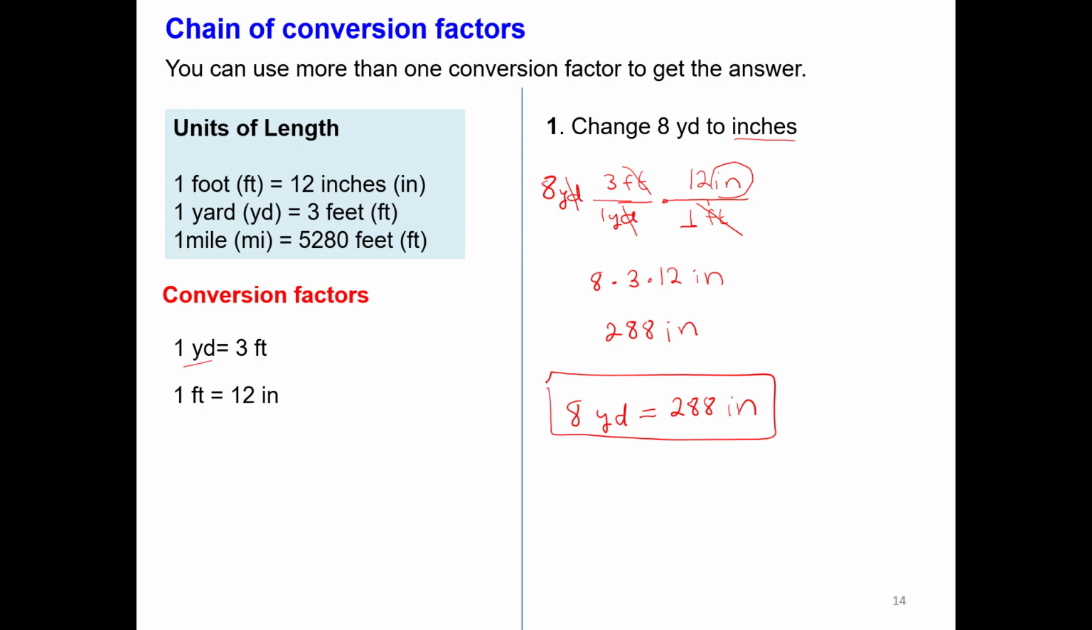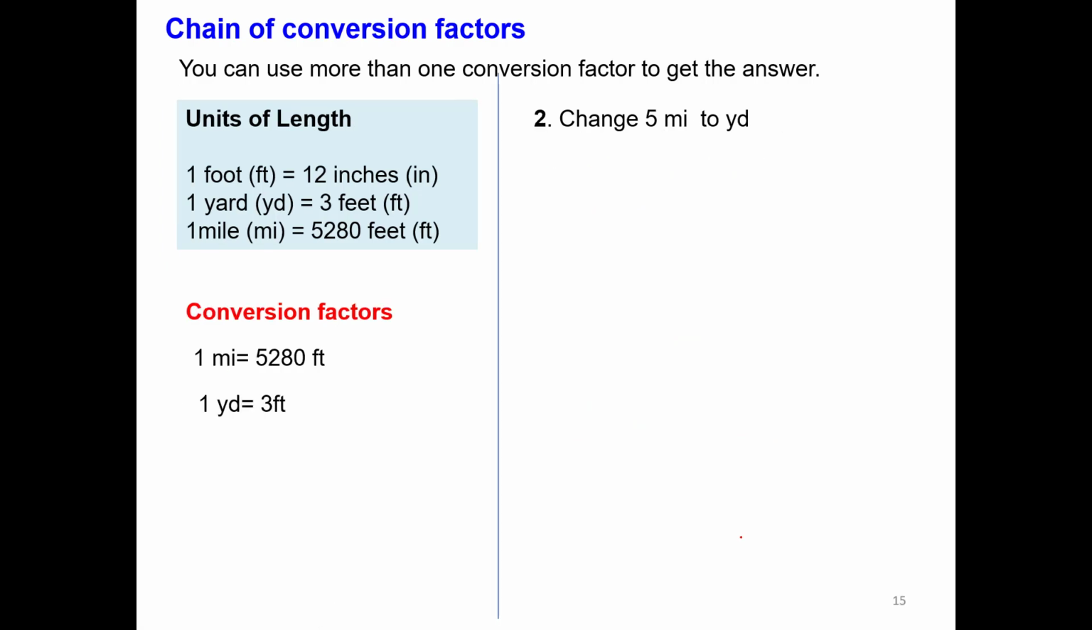In this case, we use two conversion factors because we don't have the direct conversion factor from yard to inches. You don't have to memorize these units of length because in the test you will have them, but you need to know how to apply these conversion factors.